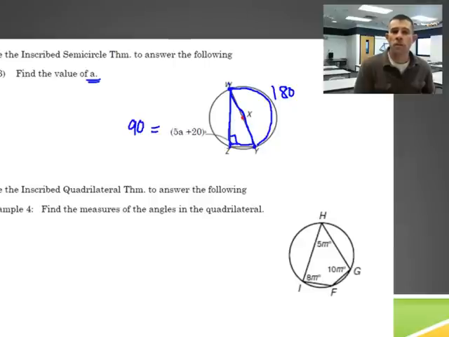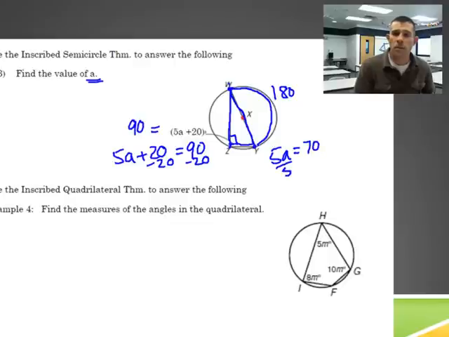Well, if I want to find the value of A, I'm going to set these two equal to each other, and I'm going to work to get A by itself. So I'm going to subtract 20 from both sides. That becomes 5A is equal to 70, and I'm going to divide by 5. When I divide 70 by 5, I'm going to end up with 14. I had to check my notes, and there you have it. There's the value of A.